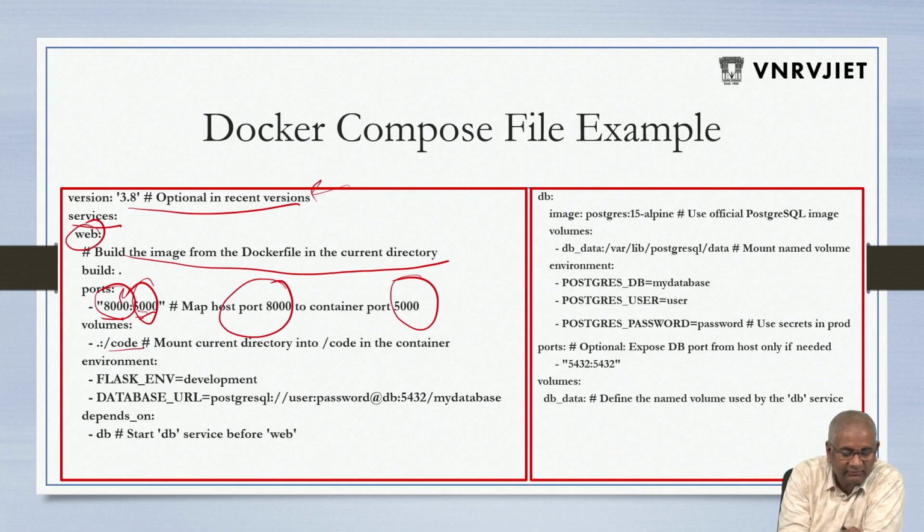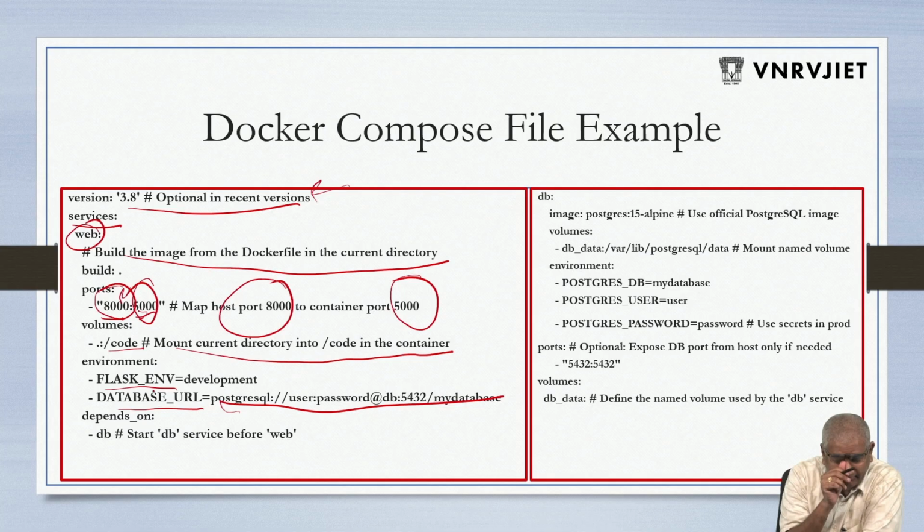Volumes: this is the code. Mount the current directory into the container. Environment: you can set environment variables and so on. This is for runtime environment variables, like the Postgres URL. This is actually better compared to hard coding in the actual application. Depends_on: this is minus db. You see I'm using a minus before everything, right? This is important. In order to give values or create new entries, you have to give a minus or hyphen, like db. Start the db service before web.